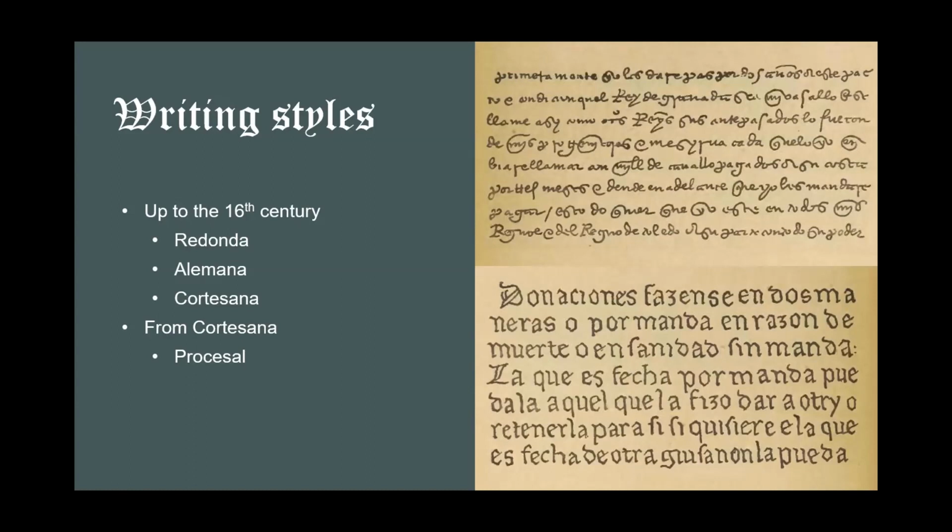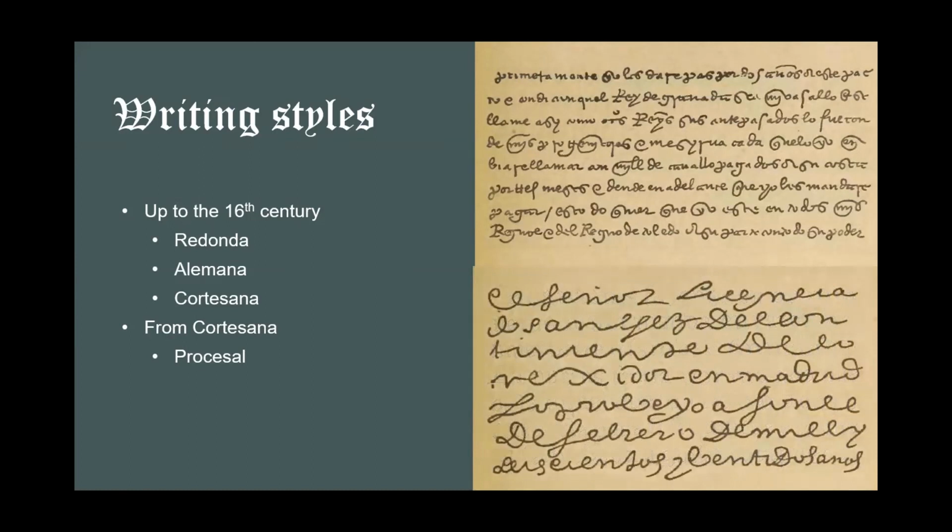And then from cortesana, after the 1600s, we start getting procesal, which is this document in the lower right, which is an even more abbreviated and sped up version of cortesana. So procesal is very difficult, even for the most expert paleographer to decipher, and that usually takes a lot of practice and work to learn how to read those kinds of documents.